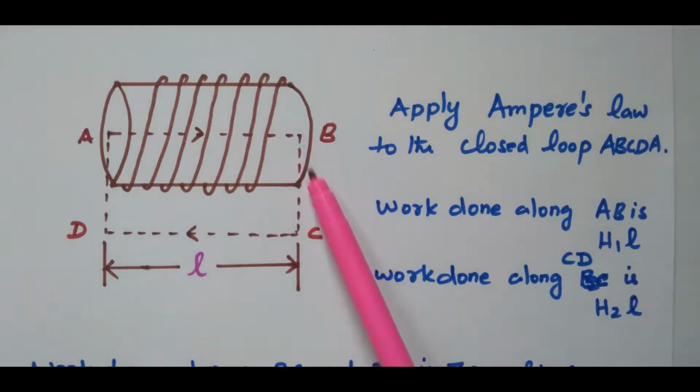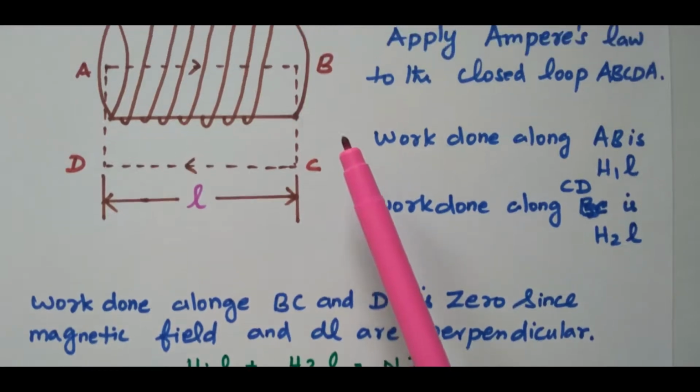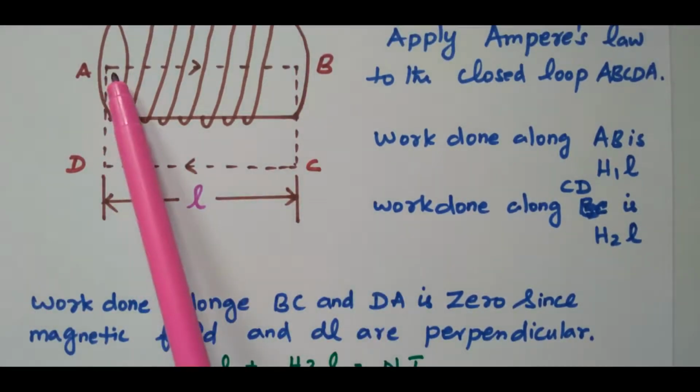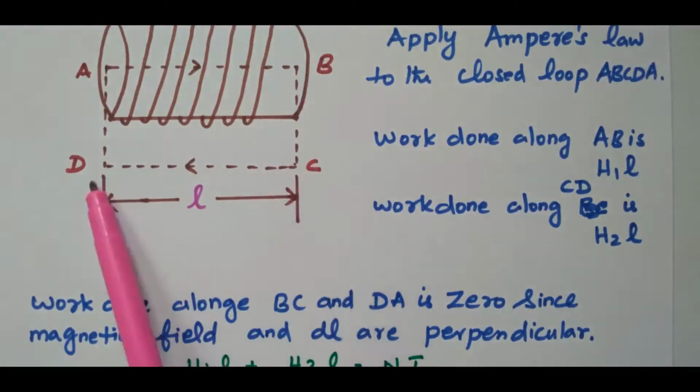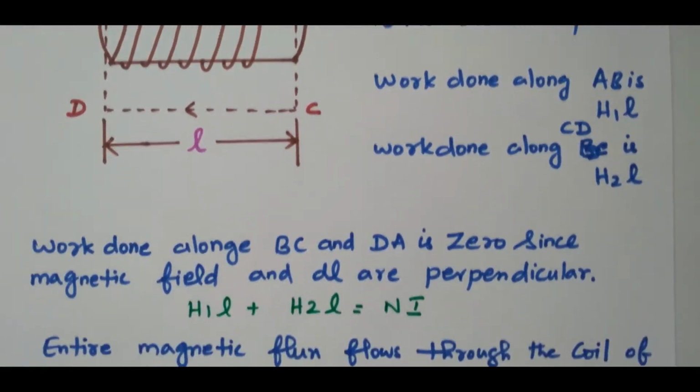Then what is the work done along BC and DA? The work done along BC and DA is 0. Why? The magnetic field intensity and dl are perpendicular, both are perpendicular to each other. So only along AB and CD is there work done. BC and DA contribute 0 because of perpendicularity.